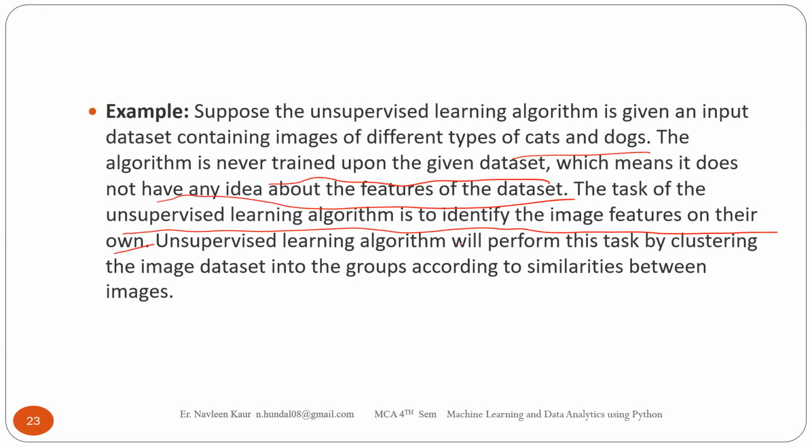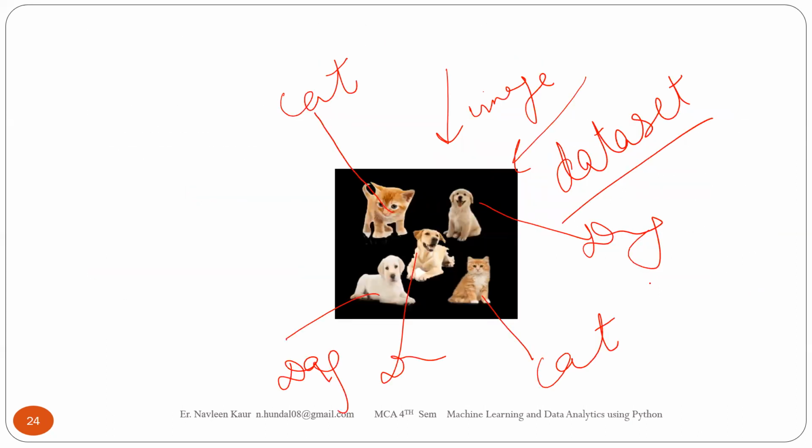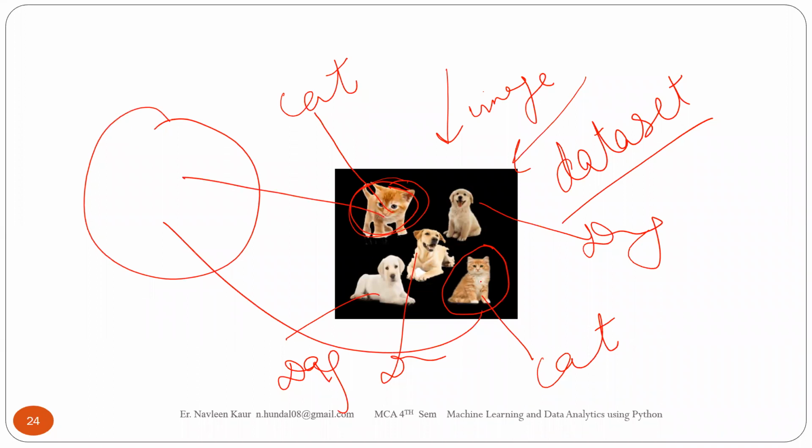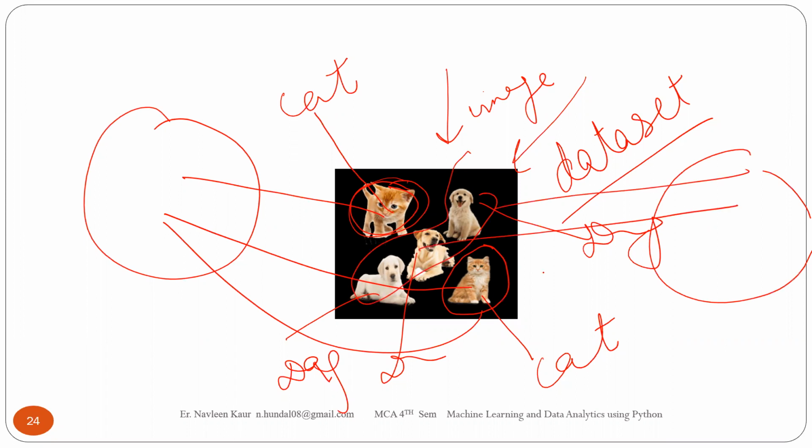Okay, so on its own, the unsupervised learning algorithm will perform this task by clustering the image data set into groups according to similarities between images. What that algorithm will do is analyze the structure. The similar structures that it finds, it will put in one group. So these two will go in this group, and these three will go in another group. It has arranged them into two groups because the algorithm knows nothing about whether this group is termed cat or dog. It is just looking at the features and putting them into two separate groups.